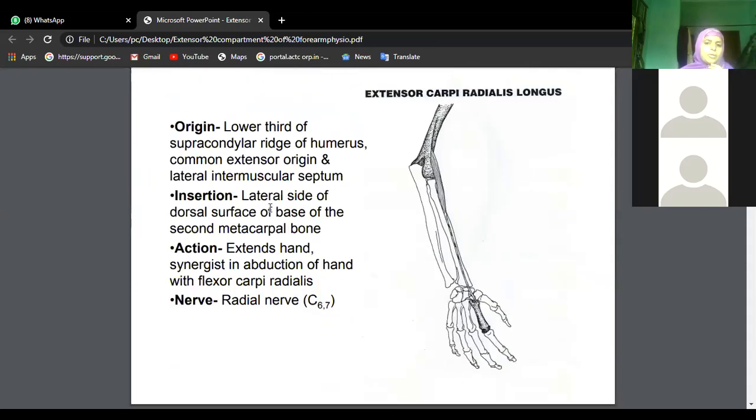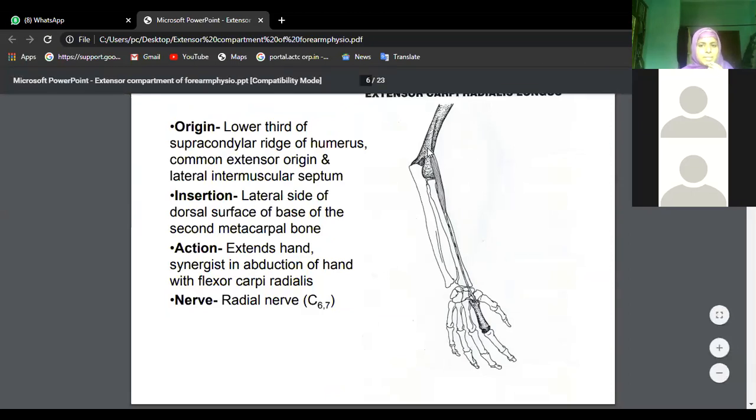Next, one below the other, you have extensor carpi radialis longus. BEA, as I just said. This is the second muscle, extensor carpi radialis longus. It arises from the lower third of the lateral supracondylar ridge of the humerus, the common extensor origin and the lateral intermuscular septum. Its insertion is here: the lateral side and dorsal surface of the base of the second metacarpal bone. First, second, third, fourth.